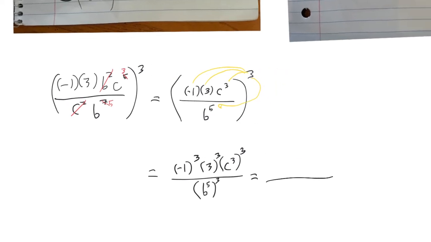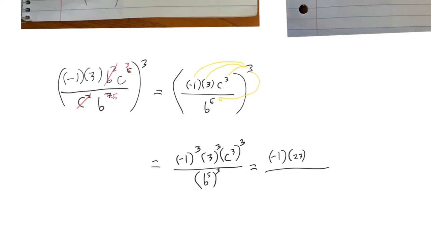Negative 1 to the 3rd, that is an odd exponent. Negative 1 raised to an odd exponent is just going to be negative 1. 3 to the 3rd is 27. Let me make that nicer. 27. C to the 3rd to the 3rd is c to the 9th. So I'm just going to call that c to the 9th right there. Then we have b to the 5th to the 3rd. I think anyone would agree that that's going to be b to the 15th. Now, that's basically the answer.